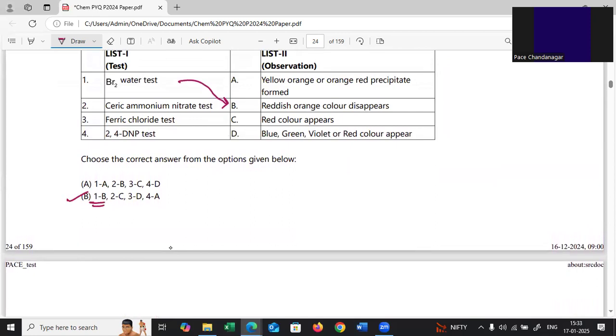And ammonium nitrate test, we have already done that also. Number 2 with C, red color disappears. Ammonium nitrate में red color रहेगा, that disappears. This is all your volumetric analysis questions and all. So remember 2 with C, the ammonium nitrate test, red color appears there. Next, number 3, ferric chloride test with your blue, green, violet or red color appears. Yes, it is right. It appears.